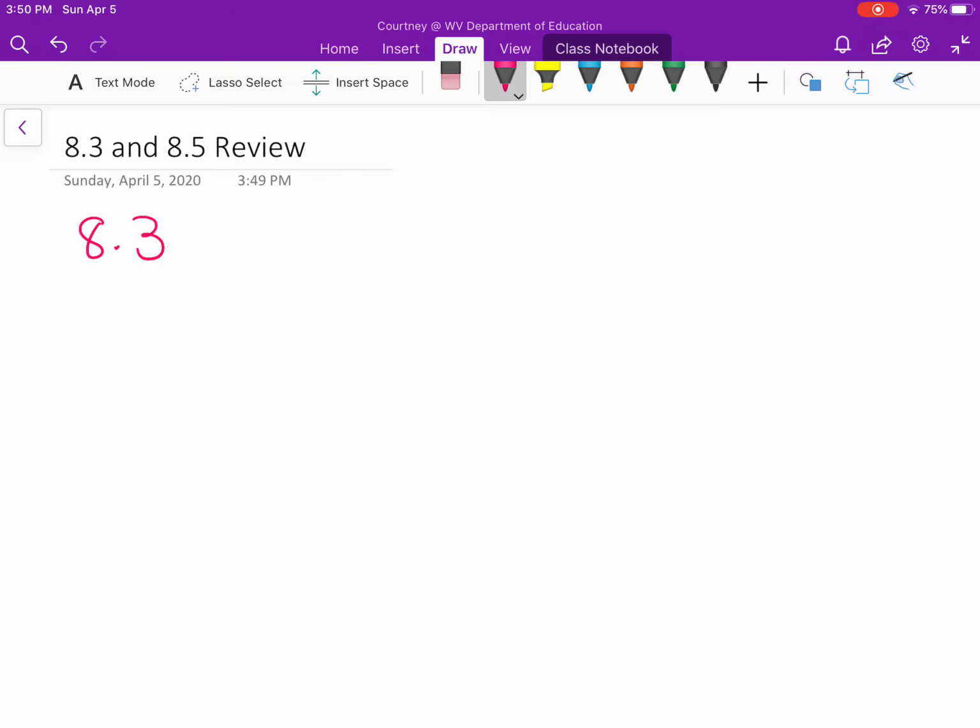So 8.3, we talked about multiplying polynomials. For example, say we have 2x plus 3 times 4x minus 5. These are two binomials. A binomial means it has two terms. If we were to multiply this, I'm going to use my colors.